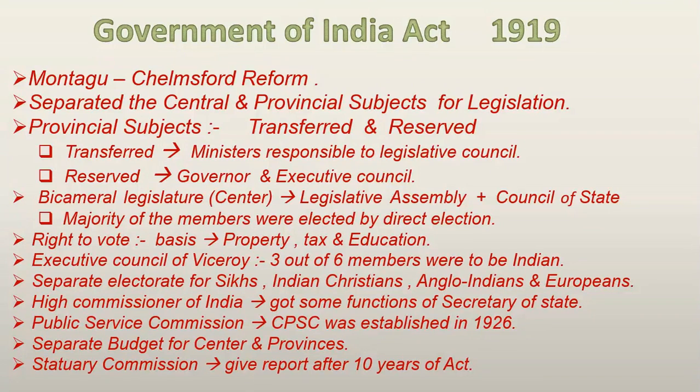Okay, and according to the provision of this act, a central public service commission was established in 1926. Now what is a central public commission? For example, currently we have UPSC, Union Public Service Commission. And what is the work of UPSC? UPSC recruits the central civil servants. For example, IAS officers, IPS officers, IFS officers.